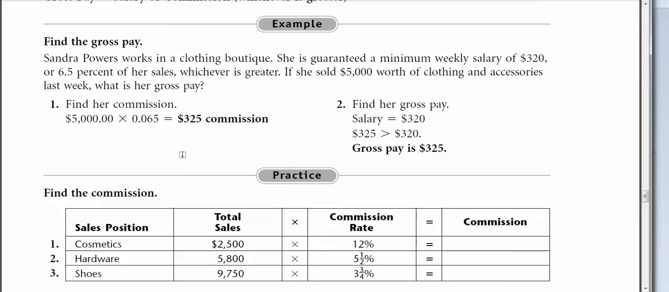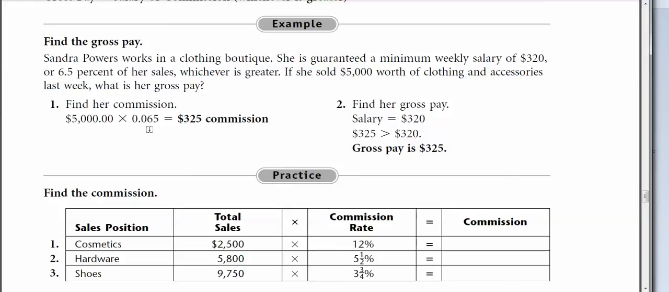So if she sold $5,000, how would I find 6.5% of her sales? Anytime you're working with a percent, the first thing you do is move the decimal 2 places to the left. You see we have 6.5, and you move it 1, 2, adding a 0, and it becomes 0.065. So first thing is move the decimal on your percent. Anytime you want a percent of something, you multiply. So think, I want a percent, I move the decimal, and then I multiply.